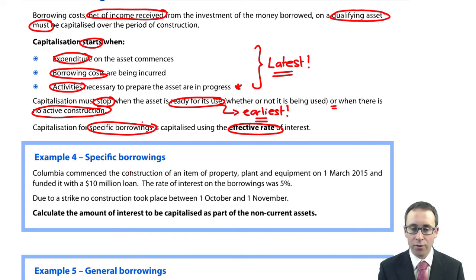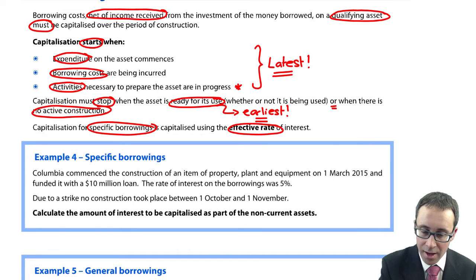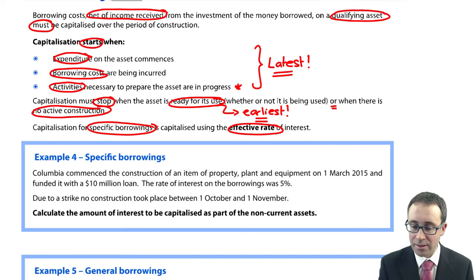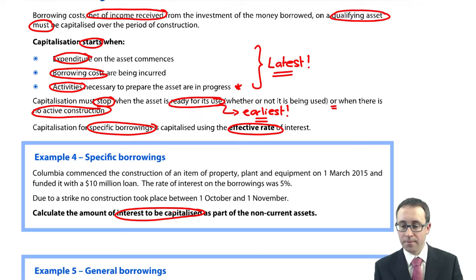Is it example number 4 to do with specific borrowings? So it goes through there and says calculate the amount of interest to be capitalised as part of the non-current assets.